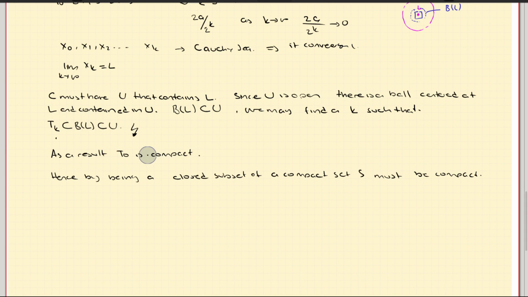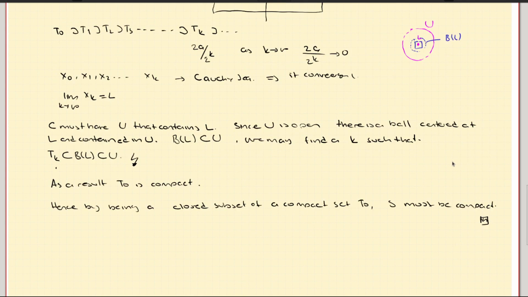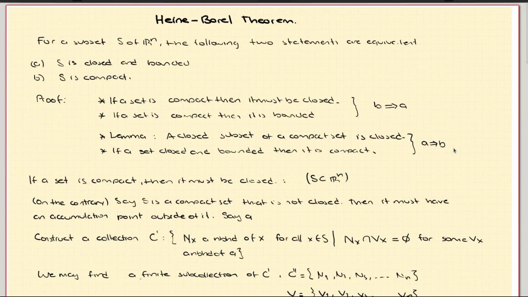So we have T0 is compact, and by being a closed subset of the compact set T0, S must also be a compact set. And this finishes our proof of the second part and also the whole as a whole.